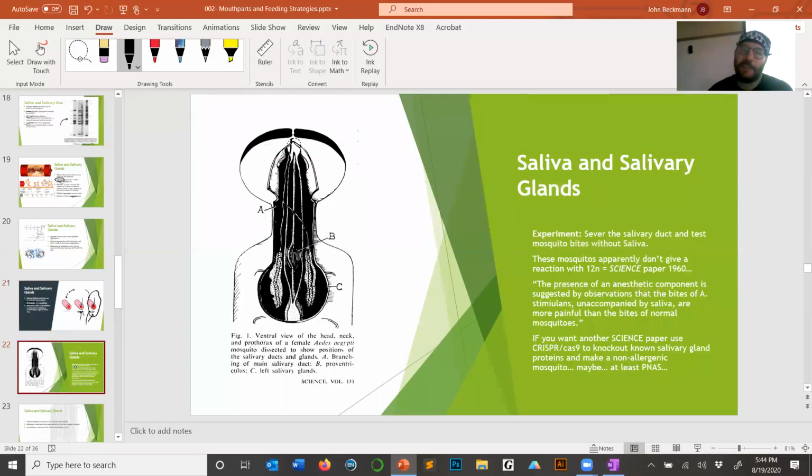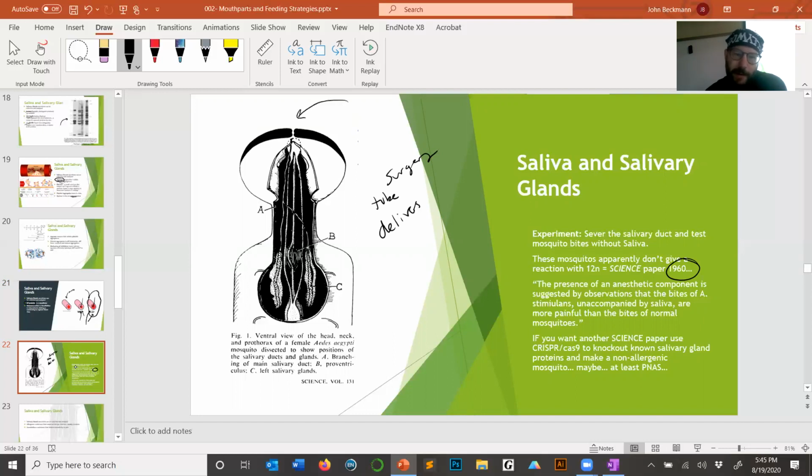Again, how do we know this? So this is a really cool science paper, and it's literally like 2 pages. I put it in the readings, I believe. It's well worth reading because it's just an awesome paper, and the figures are really cool. And what they did, I don't know if this is 1945 or 1960, the Science paper in 1960, they took a mosquito and they did surgery on the mosquito, and they cut the tube that delivers the saliva.